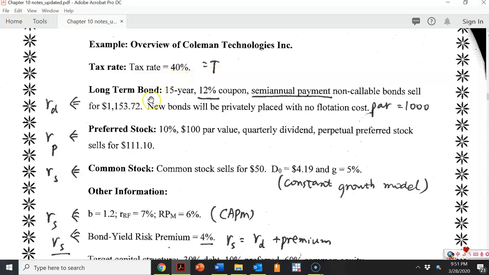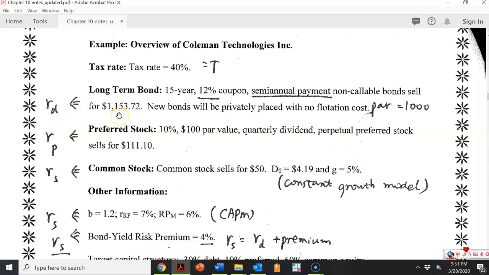We know the long-term bond issued by this firm is a 15-year, 12% coupon, semi-annual payment, non-callable bond, selling for $1,153.72. New bonds will be privately placed with no flotation cost, and the par value of this bond is $1,000. Based on this information, we use the knowledge learned in the bond chapter to calculate the cost of debt, the bond return, or yield to maturity.